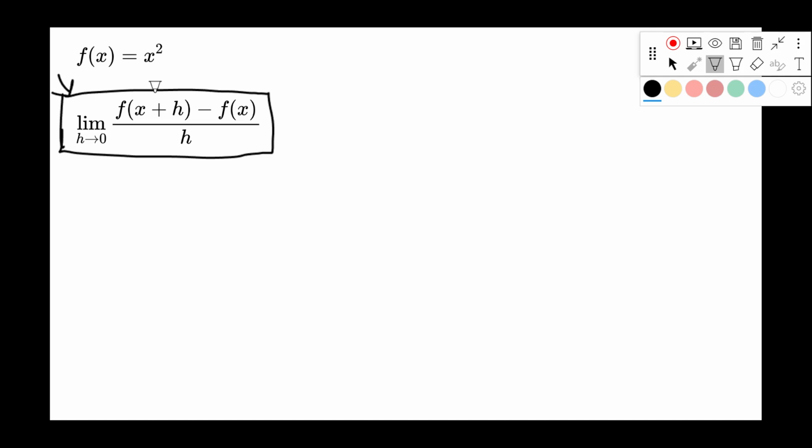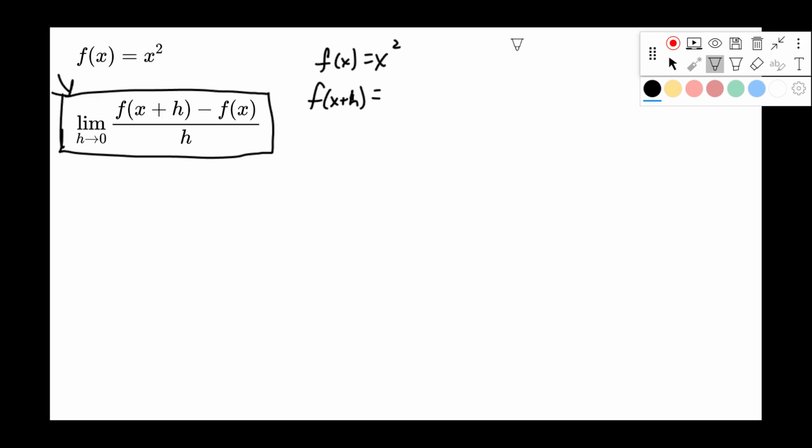So let's see how we would go about doing that. You're going to have to find a couple of things for me. Well, one thing really. You're going to have to find for me f of x plus h. So I know f of x is equal to x squared, and I want to find f of x plus h. So that means I'm going to replace all the x's with x plus h's.